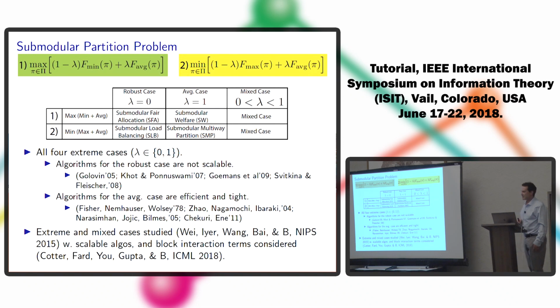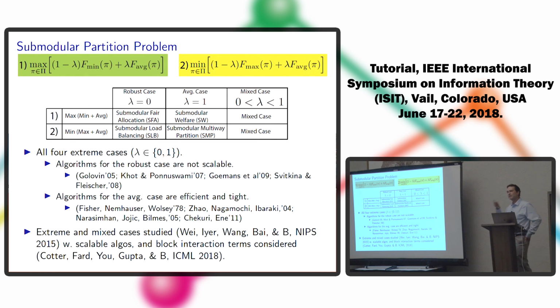And now these are problems that are also solvable. In fact, there are these two robust cases, like when lambda is equal to 0, where basically we're maximizing the min, which is known as submodular fair allocation, and there's also the average case when you're trying to maximize the average, which is submodular welfare. And similarly, when you're taking the min of the max plus average, there's submodular load balancing, submodular multi-way partition. All of these things are in some sense the same problem, expressed slightly differently. And there's, of course, the mixed case.